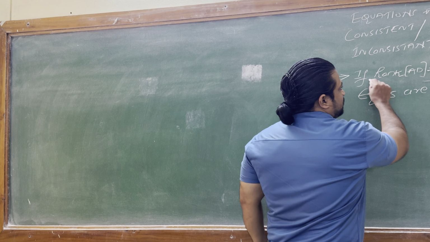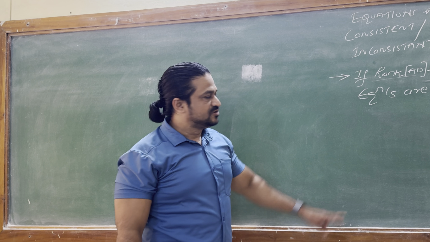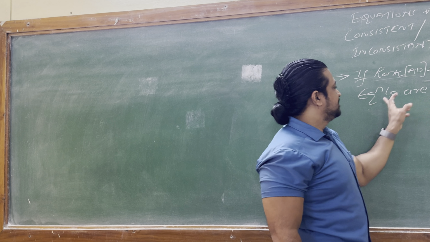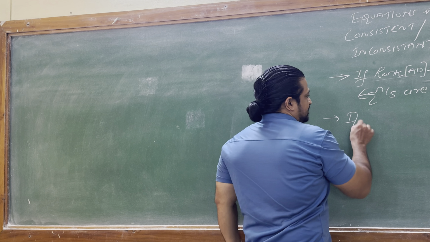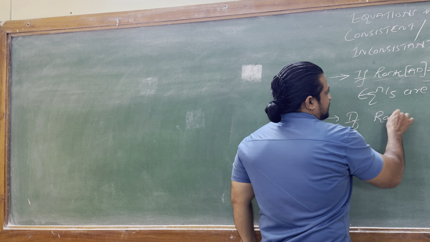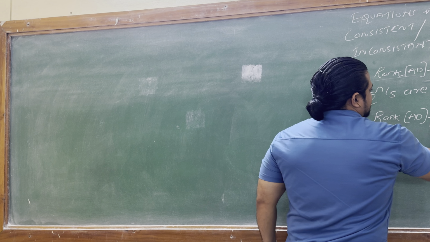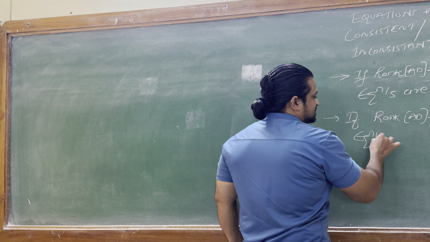If the ranks of these two are equal, what is that? At the time of the problem you will get to know. If the rank of AD (the augmented matrix) is equal to the rank of A, then the equations are said to be consistent. If the rank of AD is not equal to the rank of A, then the equations are inconsistent.